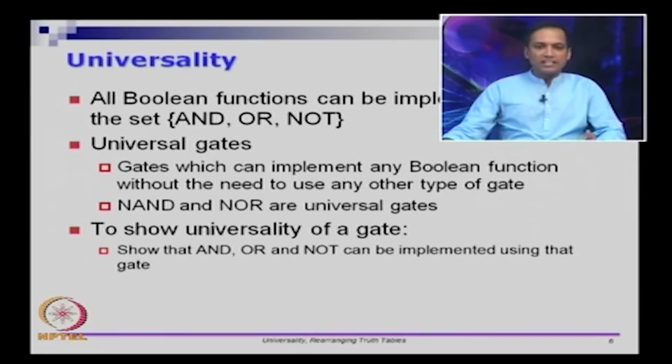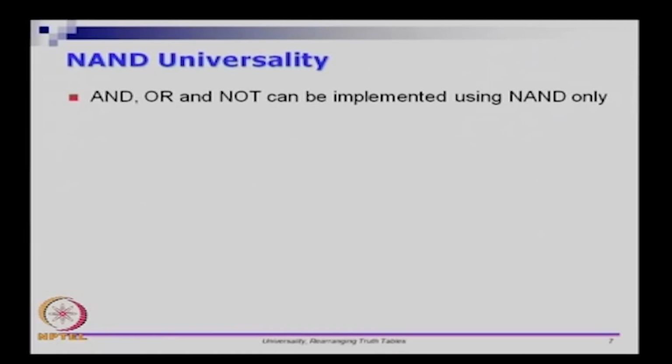So in general, if you want to show if a gate is universal or not, all we have to show is, using NAND alone, let us say, we should be able to get AND, OR and NOT operations implemented. Similarly, just using NOR alone, if you are able to get AND, OR and NOT operations implemented, then these two gates can be called universal gates. So again, to reiterate, a universal gate is one in which you can implement the 3 basic Boolean functions, namely AND, OR and NOT, without using any other type of gates. So let us see how this can be done.